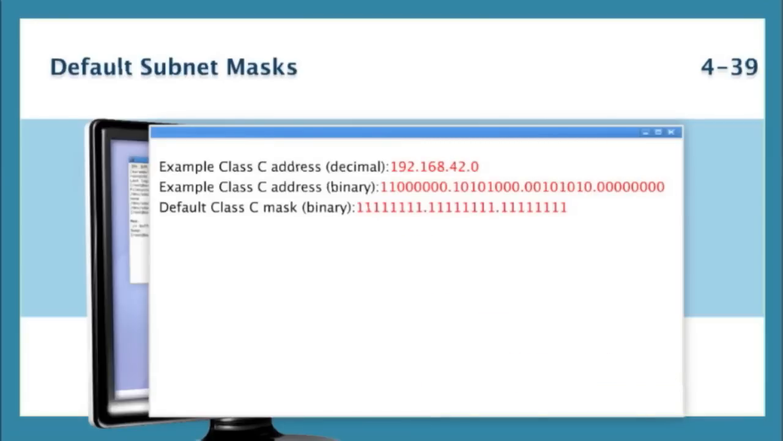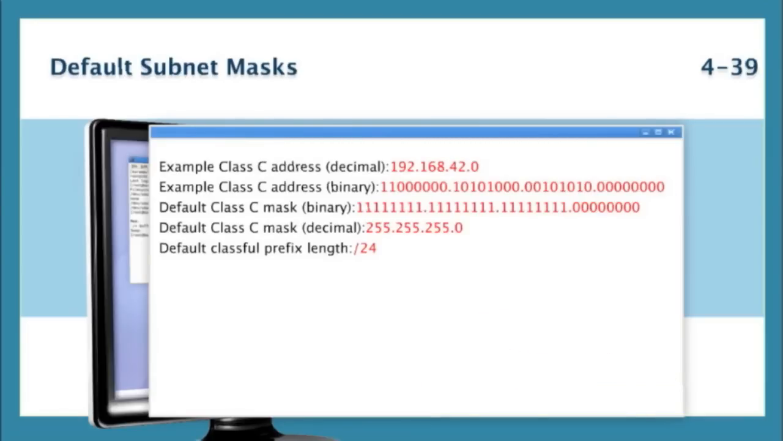How about a Class C? No surprise here. By default, the first 3 octets make up the subnet mask, leaving the final octet for our host addressing. Here we can see the subnet mask that would result, and the /24 is our prefix notation.